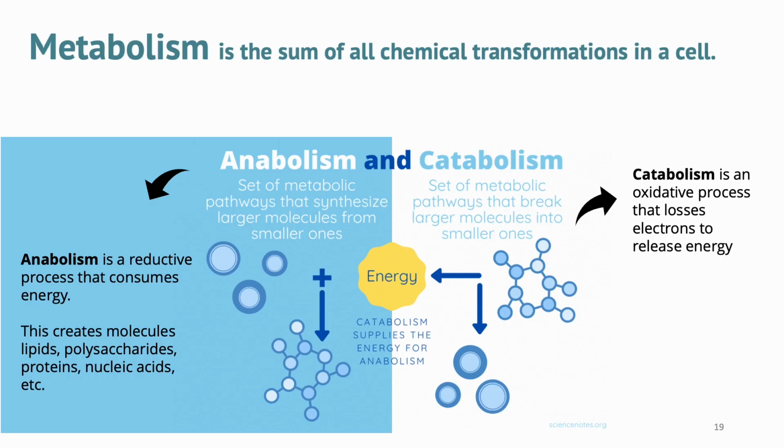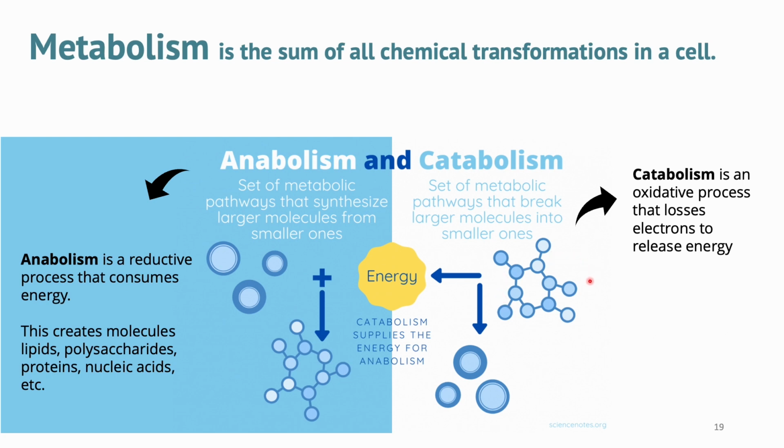Metabolism is the sum of all chemical transformations in a cell. There are two categories of chemical transformations. There's catabolism, right? I like to think of the prefix kata. Think of like catastrophe. That means to break down. So kata, to break down. And what catabolism is doing is it's breaking down a molecule into smaller parts. And each time it breaks down a molecule, these bonds release energy.